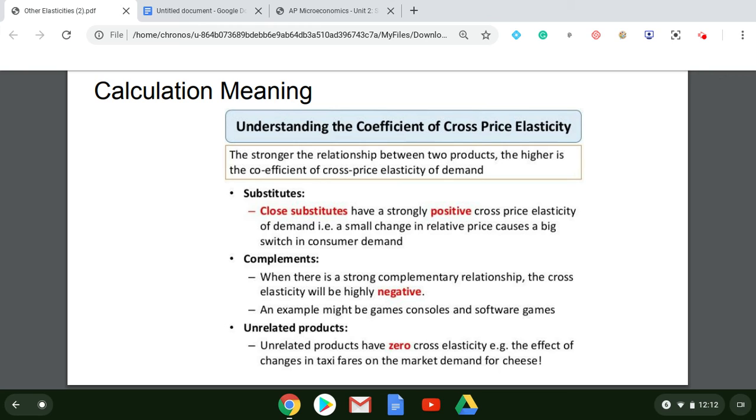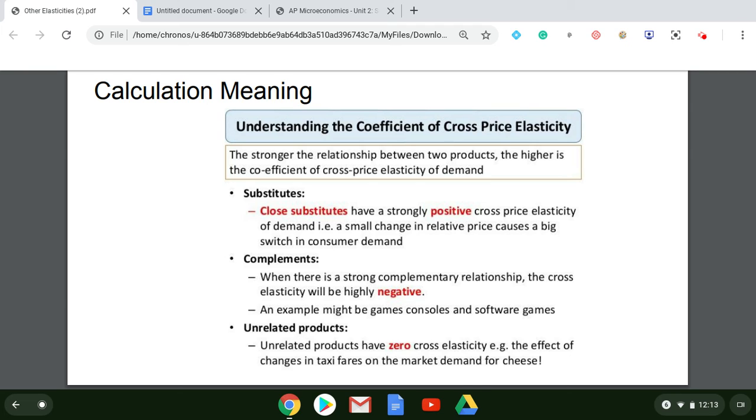So let's take the soda example. Say Coca Cola and Pepsi are perfect substitutes. I know they're not. Some people really do prefer Pepsi over Coca Cola or vice versa. And say Coca Cola was $1 and Pepsi was $1, and Coca Cola decided to increase its price by 1 cent. Well, no one would buy Coca Cola. They would simply buy Pepsi because it was a perfect substitute. So that would be a positive infinity cross price elasticity. That would be very strong, close substitutes.